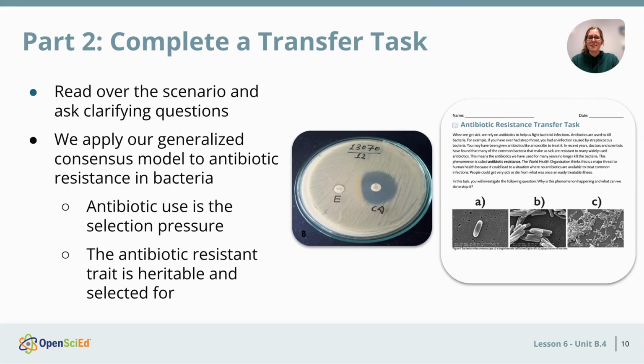All right, key moments. There's one of them. Part 2, completing the transfer task. I find it helpful and it's advised to read over the scenario and allow them to ask clarifying questions. So reading the background information together. Are there any words that we would like to define as a class? And then we're going to apply our generalized consensus model to antibiotic resistance in bacteria. We're going to figure out that antibiotic use is the selection pressure, and the antibiotic resistance trait is heritable and selected for in this new environment, the environment of the antibiotic.